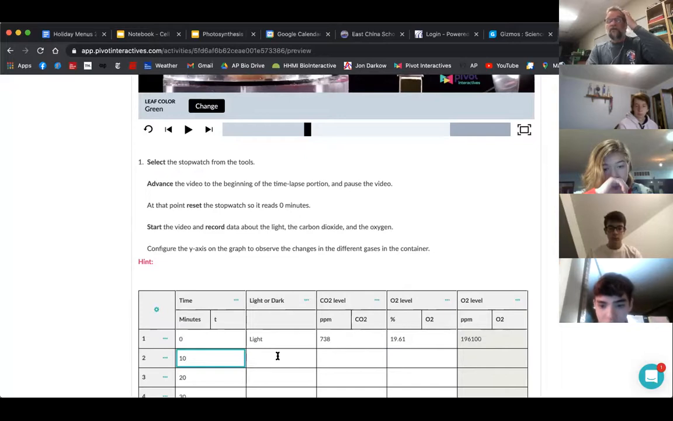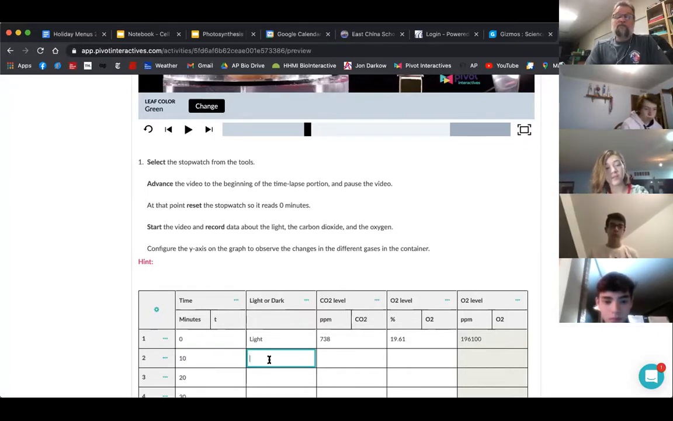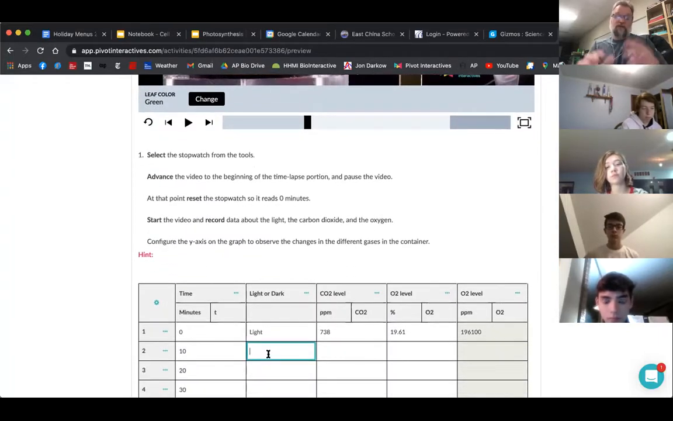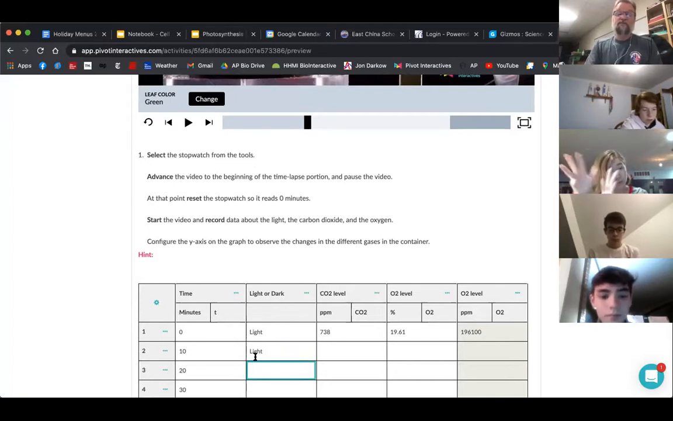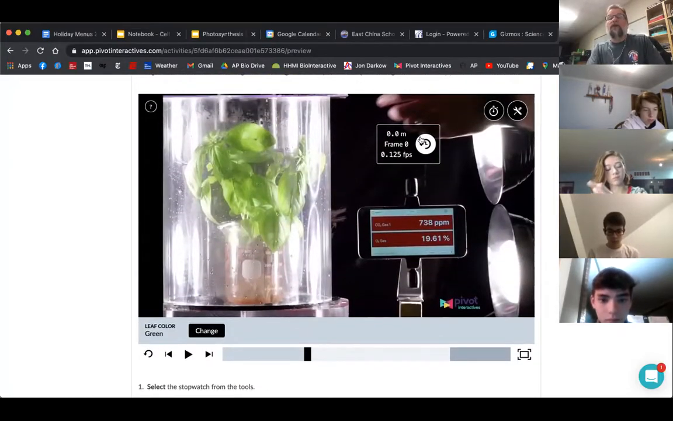All right. So this is the percent. That's the parts per million. And this is happening in the light. Certain times in the video, it's going to go dark. So you want to record, was this taken during the time the lights are on, or was this taken during the time the lights are off? So obviously if the lights are on, you're going to put light. If the lights are off, you're going to put dark. Capiche?